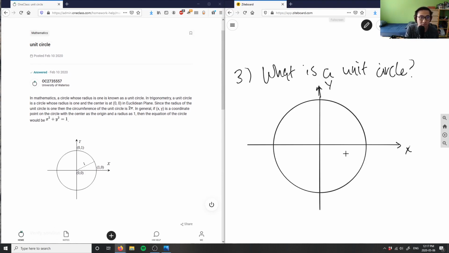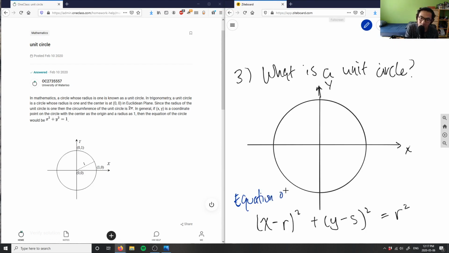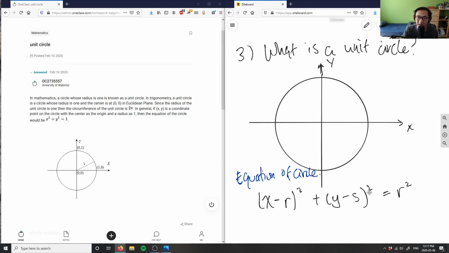But basically, an equation of the circle looks something like this. You can think of it as x minus some r squared plus y minus some s squared equals r squared. So this here is my equation of a circle. And what does this mean? So equation of circle. Basically, this means that I have both an x and a y value, right?